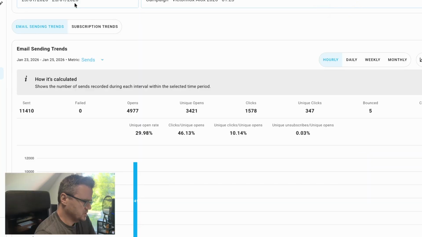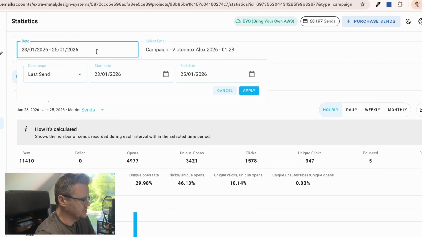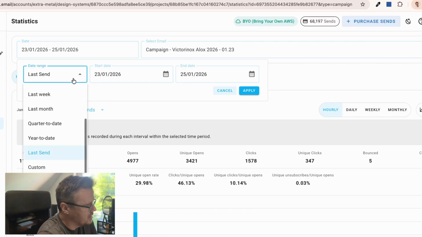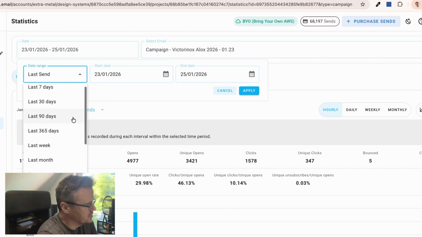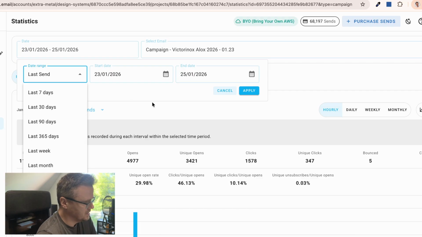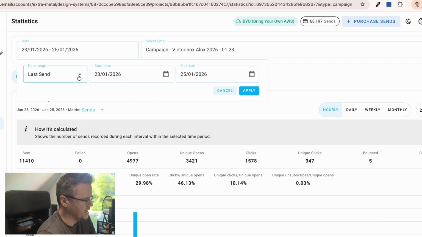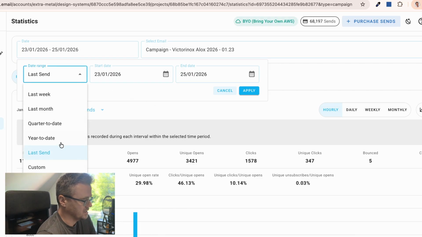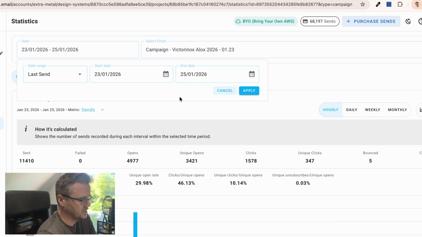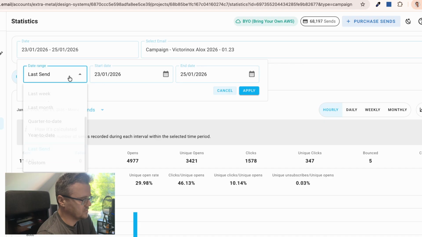Next one. So another thing is that here on the top you can select a time period. In case of campaigns, we have last send, and we add a few days to it. But for example, if it's about transactional email or a triggered email or an automation email, it makes sense to filter on the last 7 days, for example.